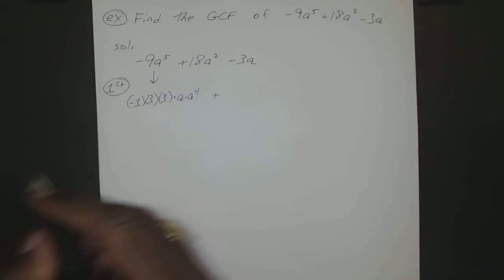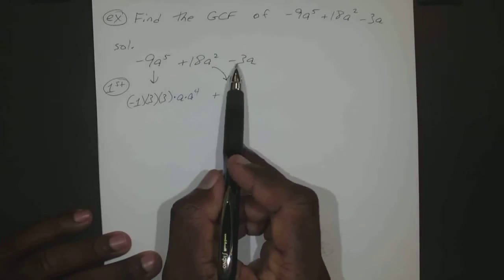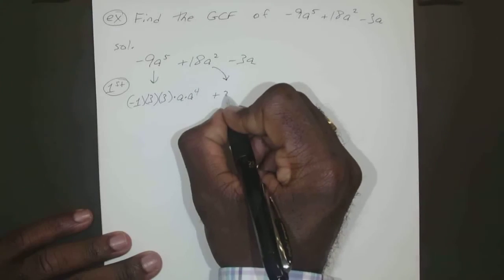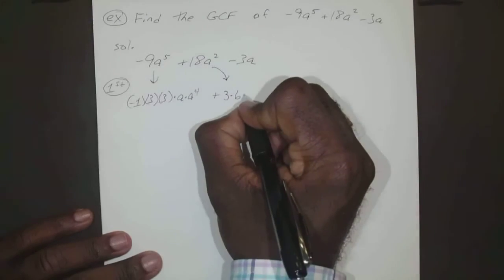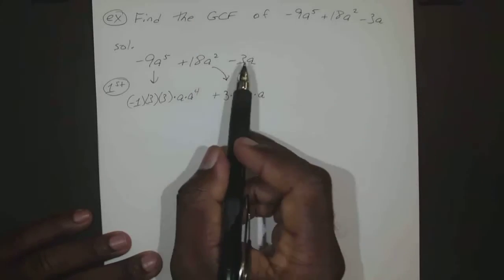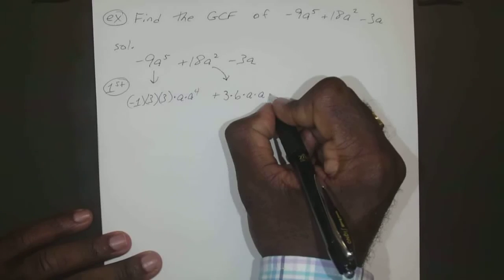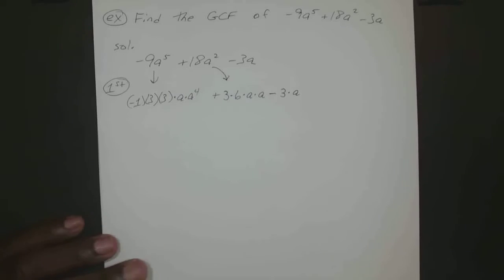Okay, so that would be plus 18a squared. Remember, all you need is a 3, something you can pull out of there, so you just make that 3 times 6 times a times a. And -3a, you make that minus 3 times a. Or you can make it plus -1 times 3 times a if you wanted to.